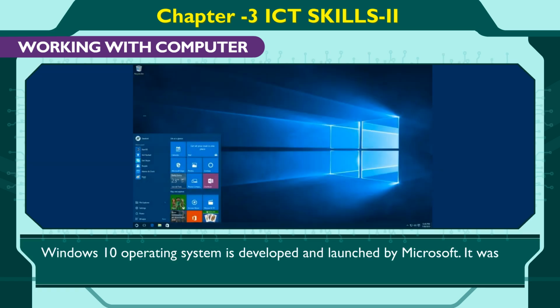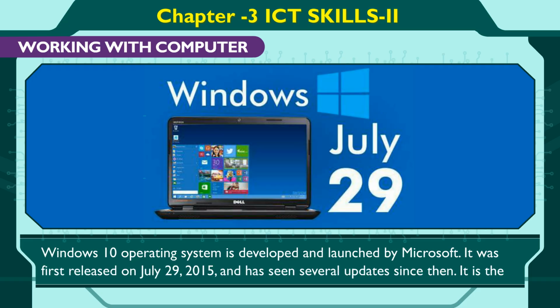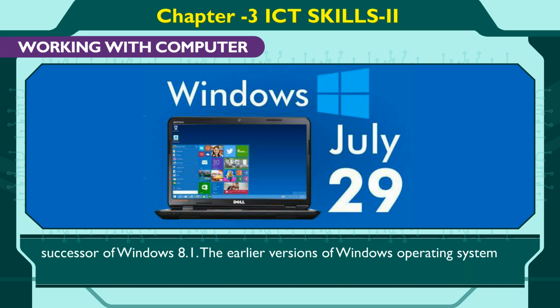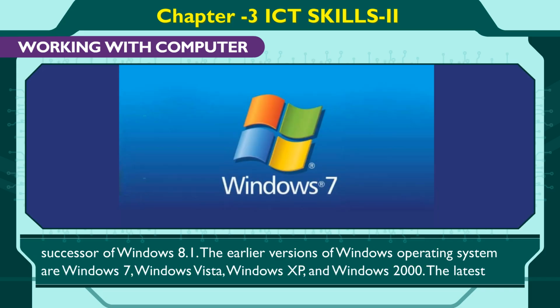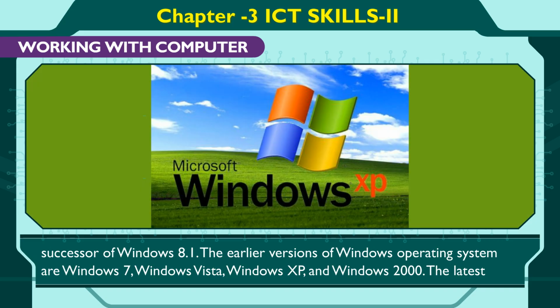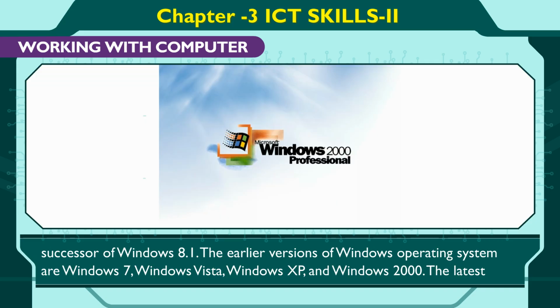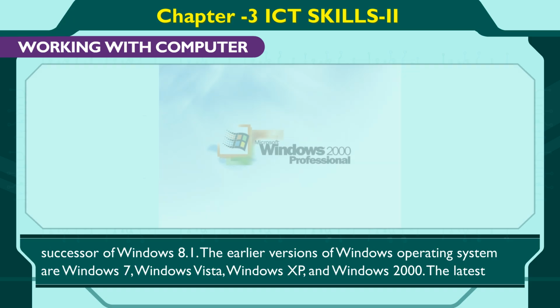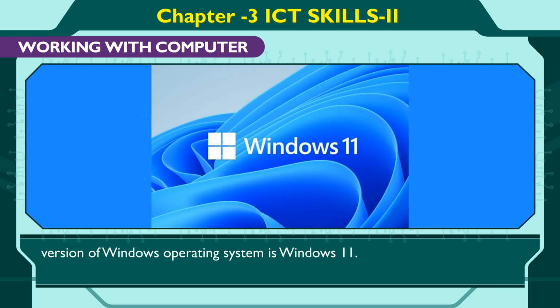Windows 10 operating system is developed and launched by Microsoft. It was first released on July 29, 2015 and has seen several updates since then. It is the successor of Windows 8.1. The earlier versions of Windows operating system are Windows 7, Windows Vista, Windows XP and Windows 2000. The latest version of Windows operating system is Windows 11.